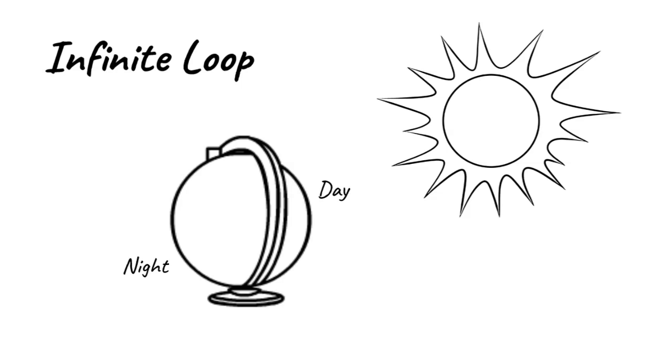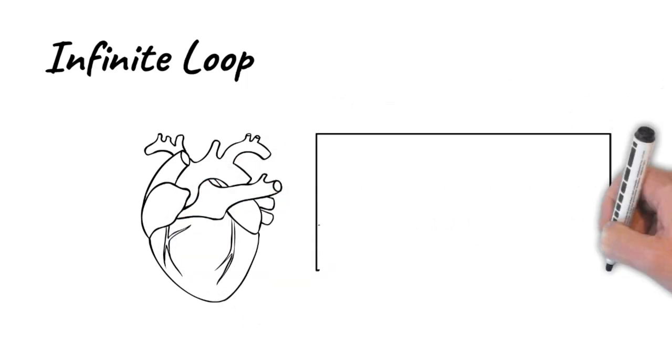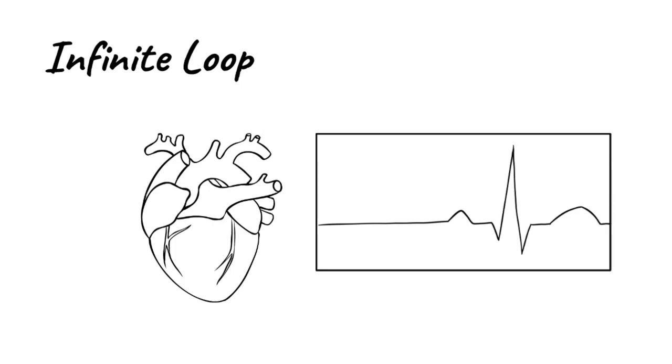The day and night cycle is a really good example that repeats over and over again: night and then day, night and then day. Our heartbeats are another example of an infinite loop, something that's going to repeat loads and loads of times. It's not really infinite, but it certainly feels like it is to us.